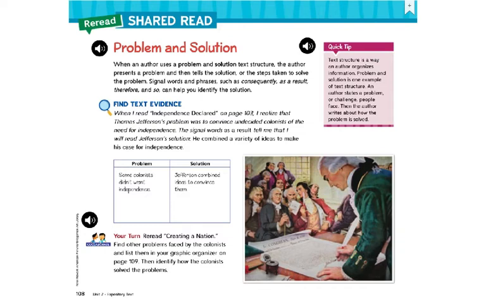So you're going to read the shared read again and look for these signal words that indicate that there is a problem and a solution being presented. I went ahead and found a couple examples to share with you so you can find this on your own. What I would like for you to do on a separate sheet of paper is find the problem, find the solution, and see if you can find some more that I didn't include on the next slide. To make this table, we have one column for the problem and then the other side for the solution.